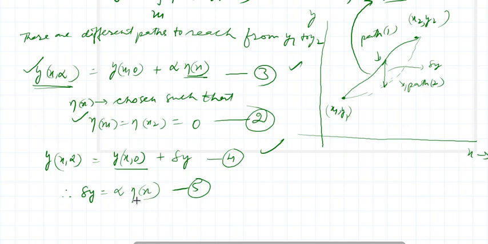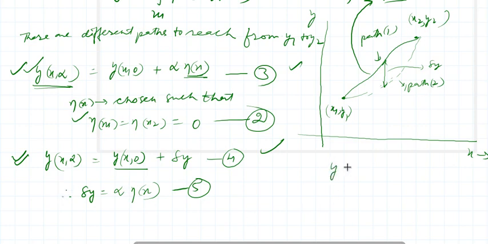And similarly, I again chose such that y(x, alpha) is equal to y(x, 0) plus delta y. Right? So this is a mathematical representation, and this is the geometrical representation for different paths. One is mathematical and another is geometrical, and if I compare both, then what I am getting is delta y equal to alpha eta x.